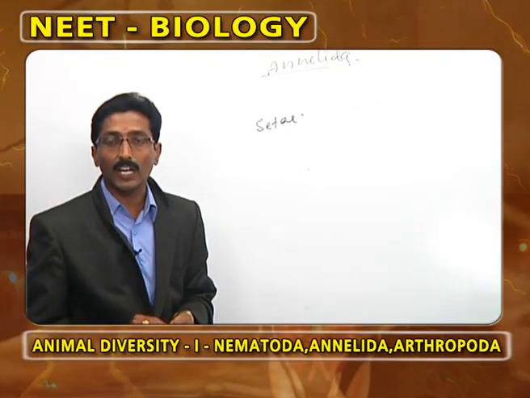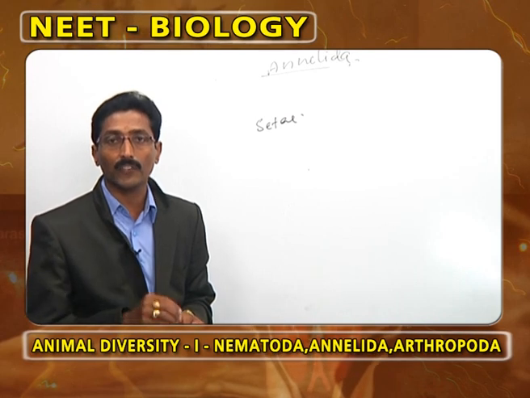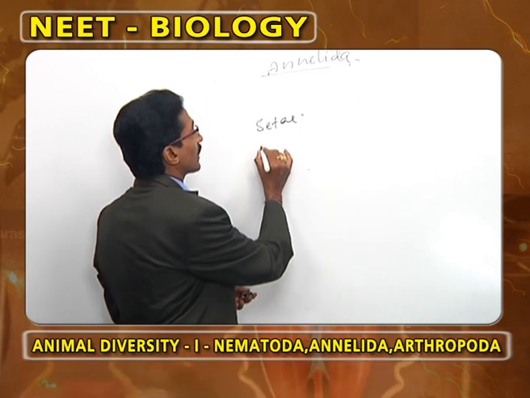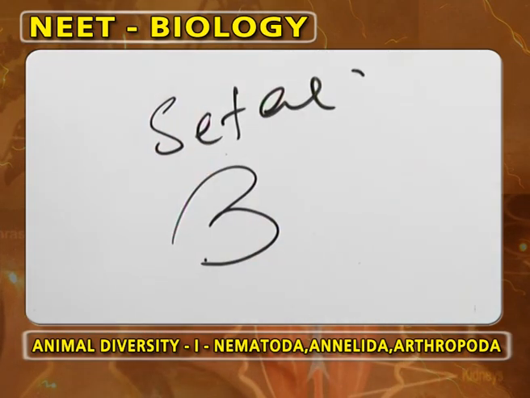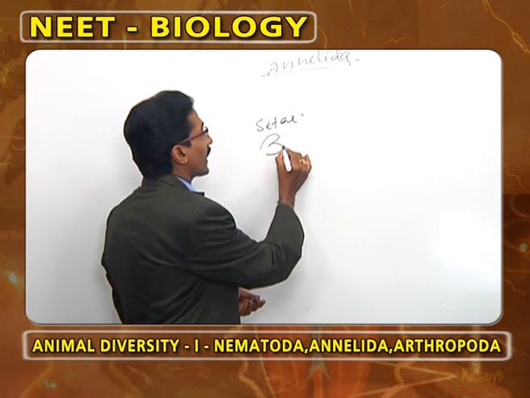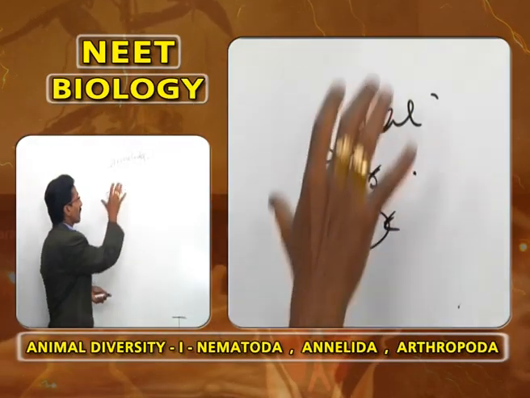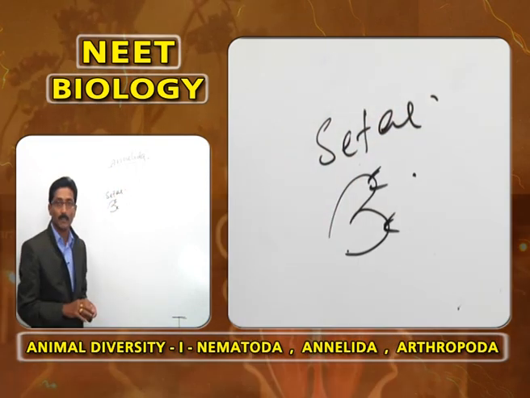The setae are made by chitin. They are derived from ectoderm. But in case of some annelids, what are the locomotory organs? The bilobed structure called parapodia. On parapodia many setae are present. Now in the phylum Annelida, what is the main respiratory pigment?